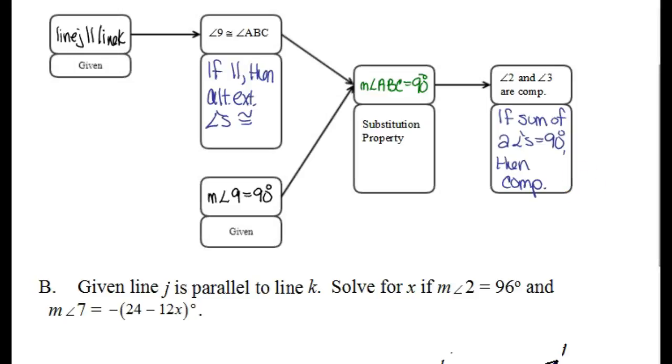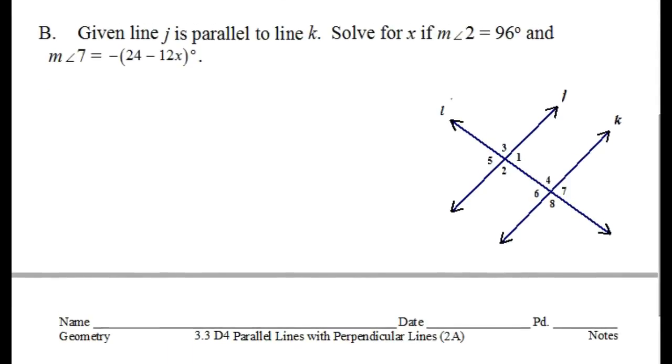Let's take a look at the algebra problem. We know that line J is parallel to line K. We know that the measure of angle 2 is 96 degrees. And we also know that the measure of angle 7 is the opposite of 24 minus 12x degrees. So, is this one of those angle pair relationships that we know? So, there is no named relationship for these angles.